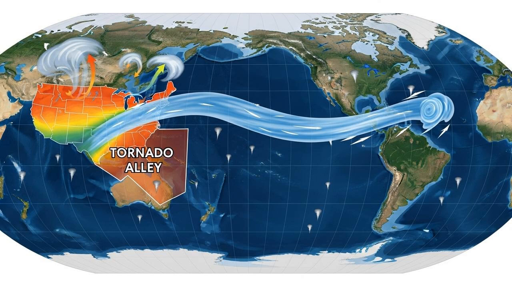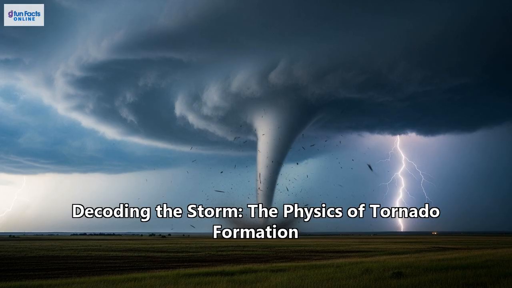But tornadoes are a global phenomenon. They've been recorded on every continent except Antarctica. Canada sees the second most tornadoes annually, and other hotspots include Argentina, Brazil, and Bangladesh. In fact, the United Kingdom has the most tornadoes per square mile of any country, though they are typically very weak. Our understanding of tornado formation has come an incredibly long way from the days of folklore.